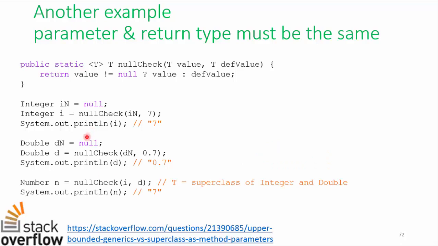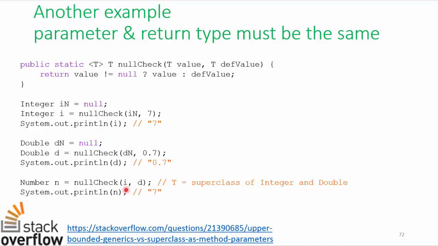So let's try to dig a little further. What if I call null check on I? So I is an integer variable that is pointing to an object of class integer containing the value 7. So it's not a null reference. It's a reference to an object of class integer. And then I pass D, which is a reference to an object of class double. Well, I'm going to get 7 out of it. Because the first reference is not null, I'm getting the value in that integer object.